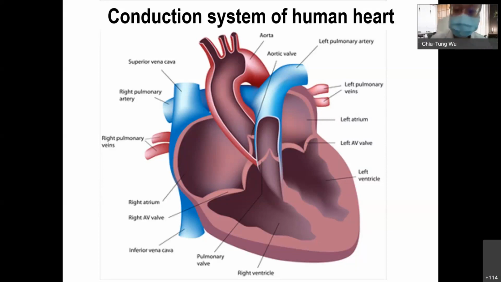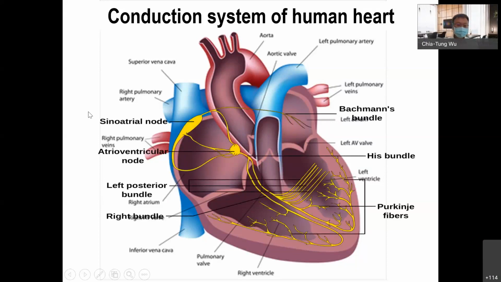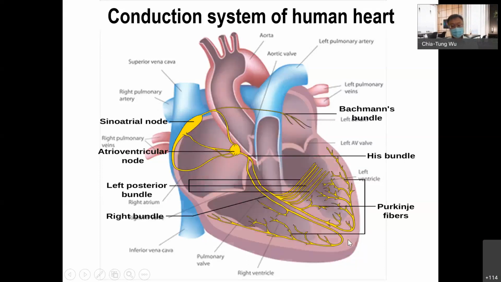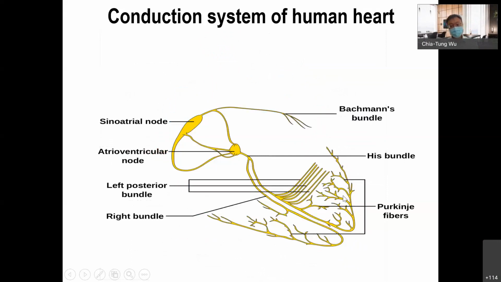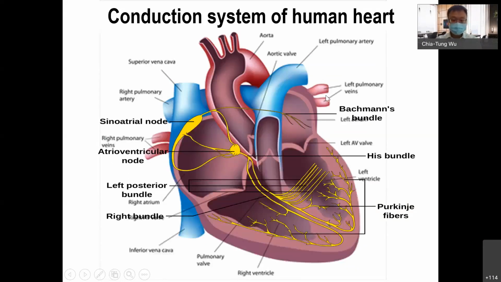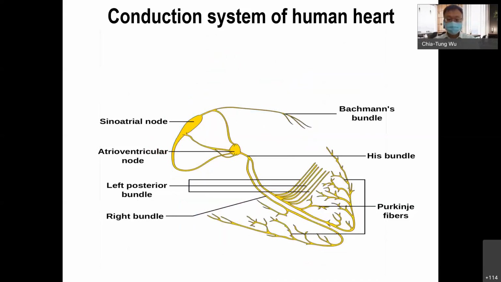So the conduction system of our heart is composed of a sinoatrial node. It is located at the junction between the superior vena cava and right atrium. And we have an AV node, we have a His bundle, then we have right and left fibers that go to the right and left ventricle. And we also have a bundle we call the Bachmann bundle. The Bachmann bundle conducts the signal from the right atrium to the left atrium to make the two atria contract at the same time.